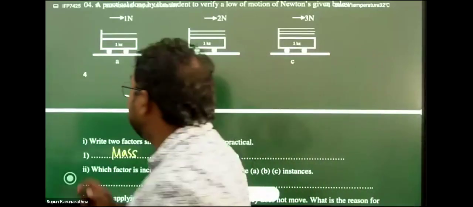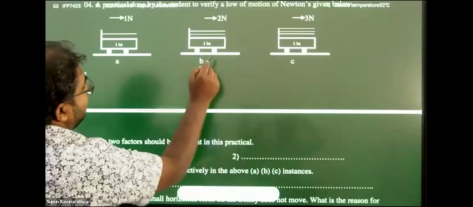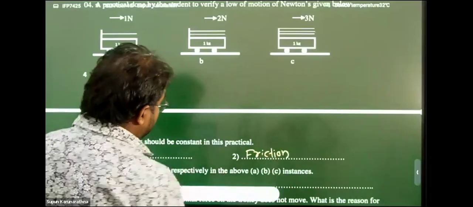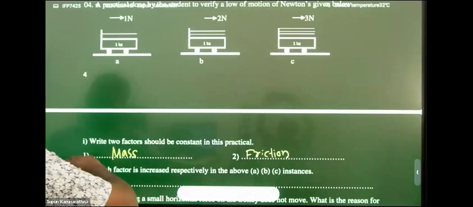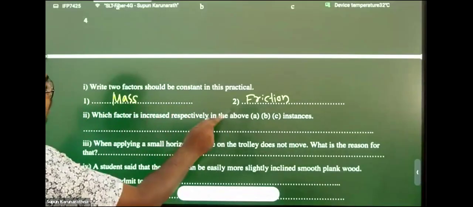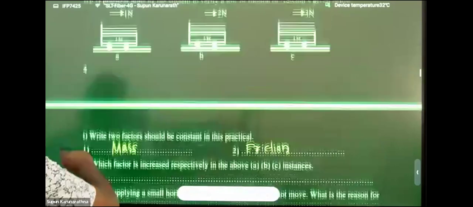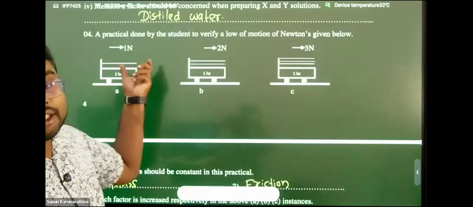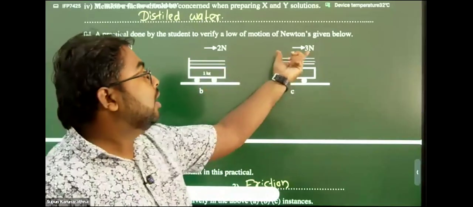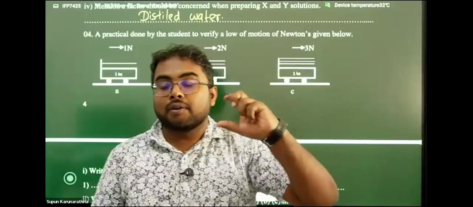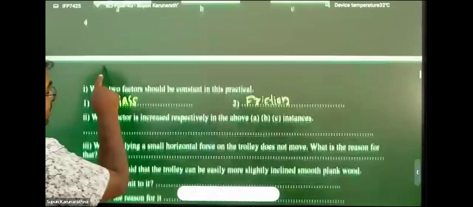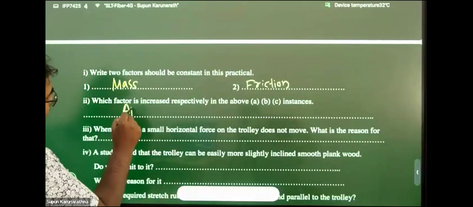It should be the friction. It should be the same surface. Therefore, friction is also constant. Now come to the second question. Which factor is increased respectively in the above A, B, C? Come to the example. In A, you can see that a 1 Newton force is applied. In the second one, 2 Newton force, and in the other one, 3 Newton force. Then which factor increases? The force is increased. The applied force is increased. Let's write applied force.